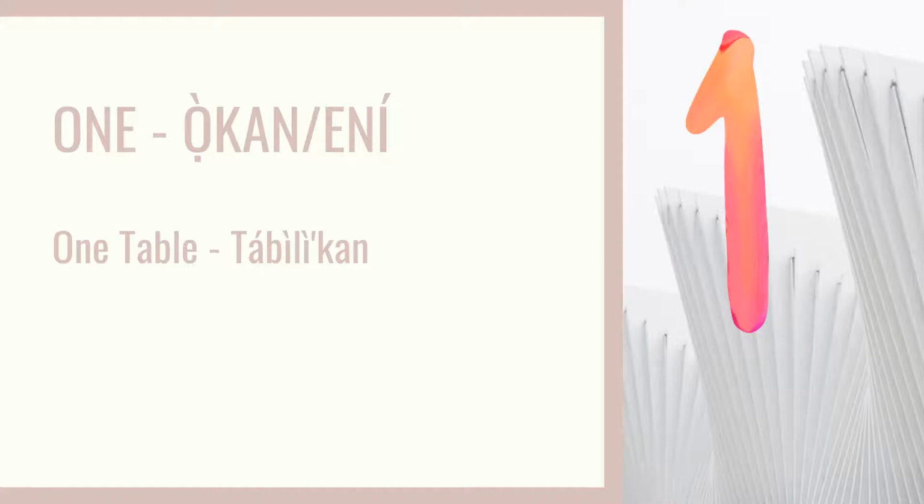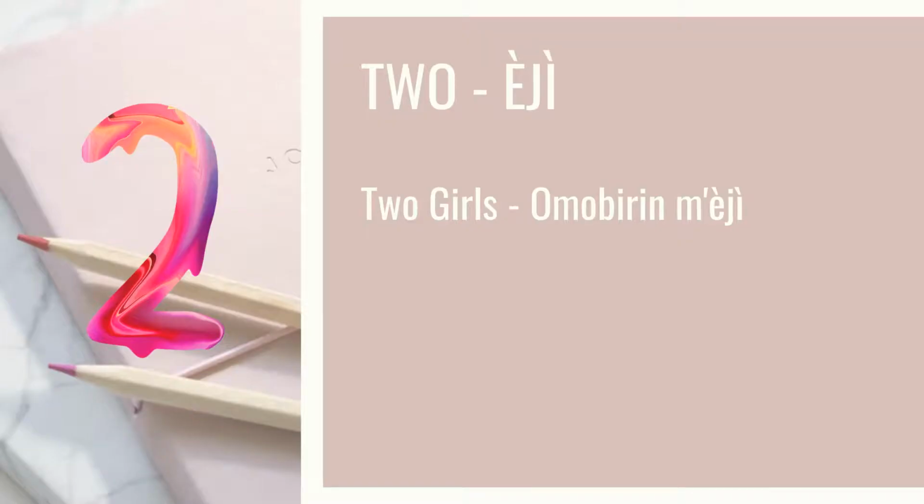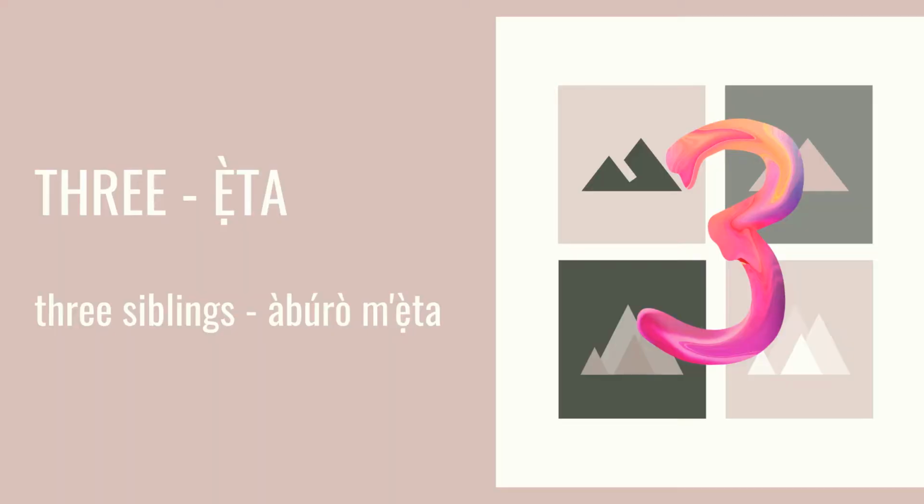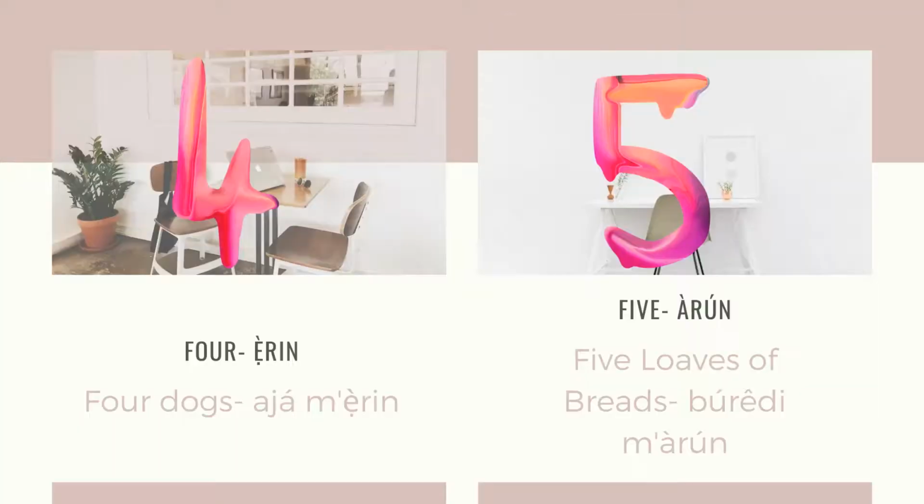Then going on to number 2, we then have 2, eji, 2 girls, ọmọbìnrin méjì. Here you see it's different than the first one because now we have an M introduced. That M is very different because now we connotate it and say obìnrin méjì. Obìnrin méjì, 2 girls. Then 3, eta, 3 siblings, is àbúrò mẹ́ta in Yoruba. Remember, àbúrò is siblings in Yoruba. 4, eri, 4 dogs, ajá mẹ́rin. 5, say 5 loaves of bread, búrẹ́dì márùn.